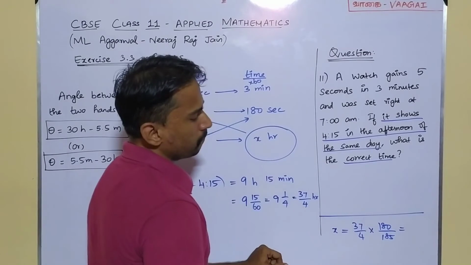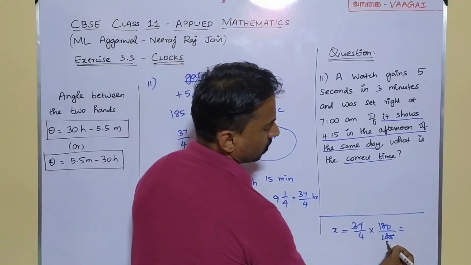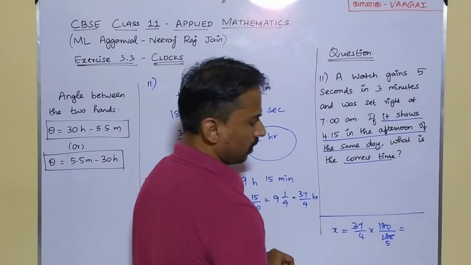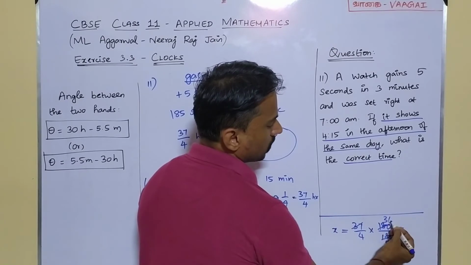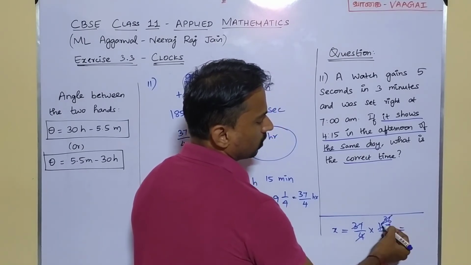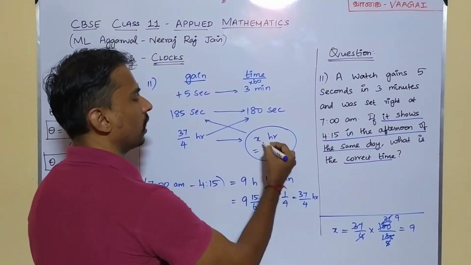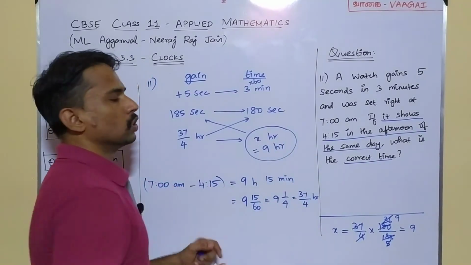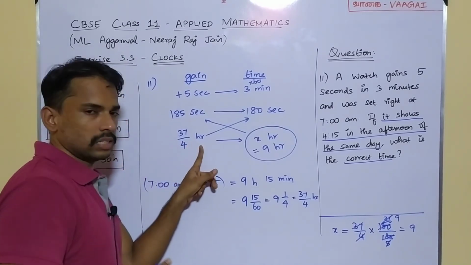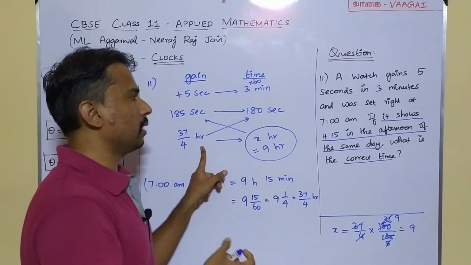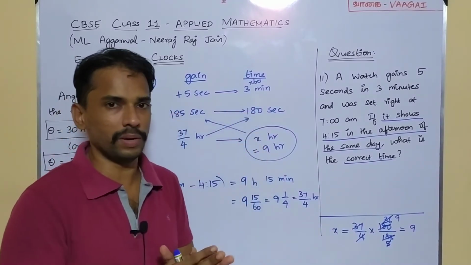So 37 and 185 we can cancel exactly 5 times, right? And then I can have this 5 and 180 for 36 times. And once again I can have 4 and 36 for 9 times, so that means 9. So this x is equal to 9. So 9 hours. So if this clock is running for 37 by 4 hours, then the correct time duration that has passed is only 9 hours. That is going to be the answer.